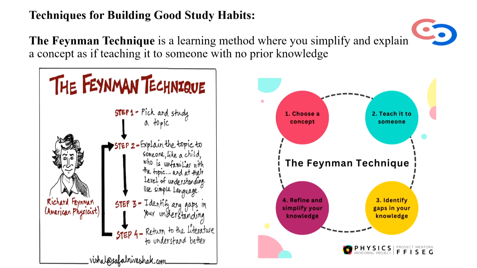So these are some techniques that you can adopt. These are good study habit techniques. This is the Feynman technique, a learning method where you simplify and explain the concept as if teaching it to someone with no prior knowledge. The Feynman technique comprises 4 steps. Step 1 is to pick and study a topic, any particular topic. Step 2, explain the topic to someone like a child who is unfamiliar with it, and use simple language so they understand. Step 3, identify any gaps in your understanding, and lastly step 4, return to the literature to understand it in a better way. So this is a diagram, you can see it.